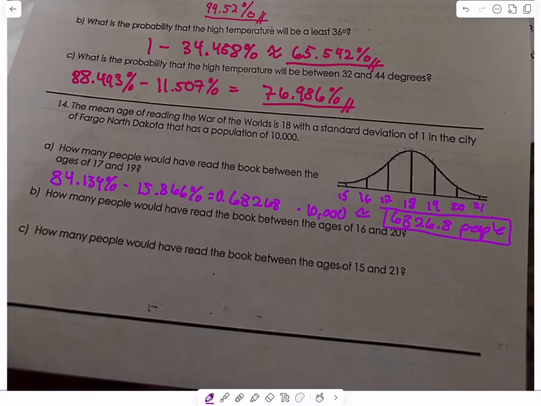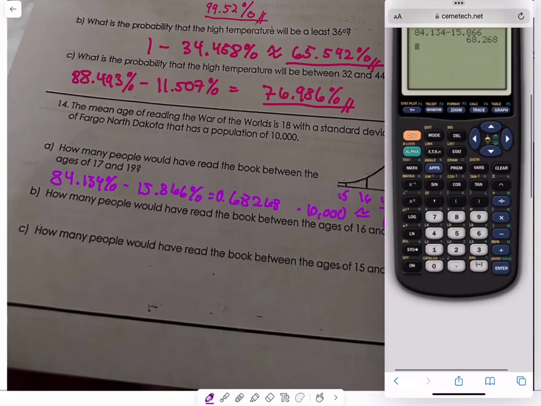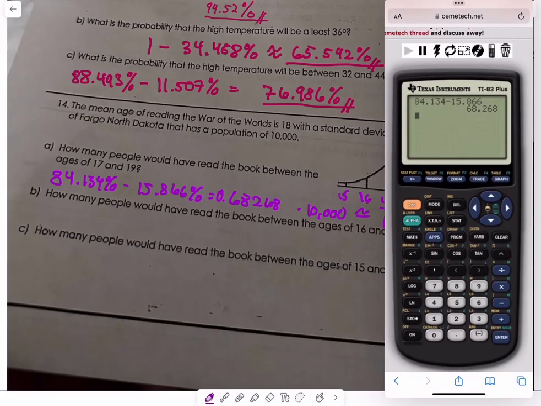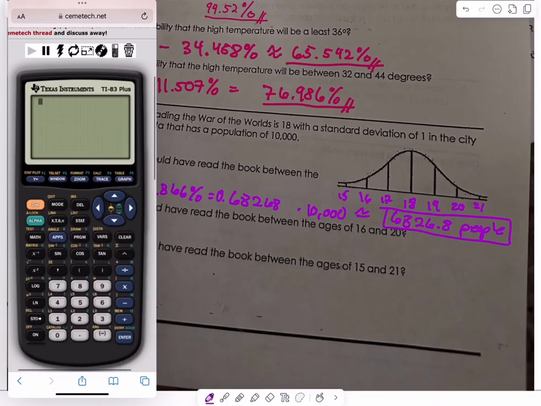Again, the device is about to die, so I'm going to try to wrap this one up. How many people would have read the book between the ages of 16 to 20? Let's just do the same thing. With the 20, we'll say 20 minus 18.